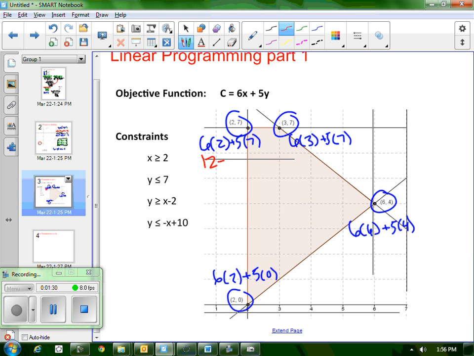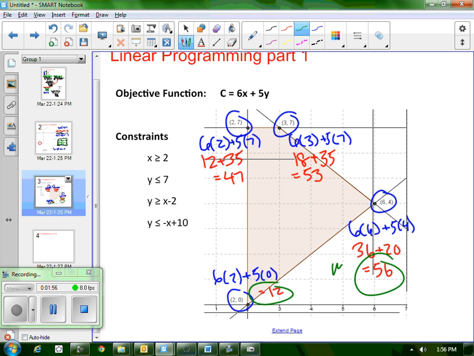So that's 12 plus 35, so 47. 18 and 35 is going to be 53. So there's 53. 36 and 20 is going to give me 56, and then down here 12 and 0 is just going to be 12. So if I said what's the maximum, which one's the biggest? 56 is the maximum, and where's the minimum? There's the minimum. So I say the max at 56, the min would be 12, and we're done.